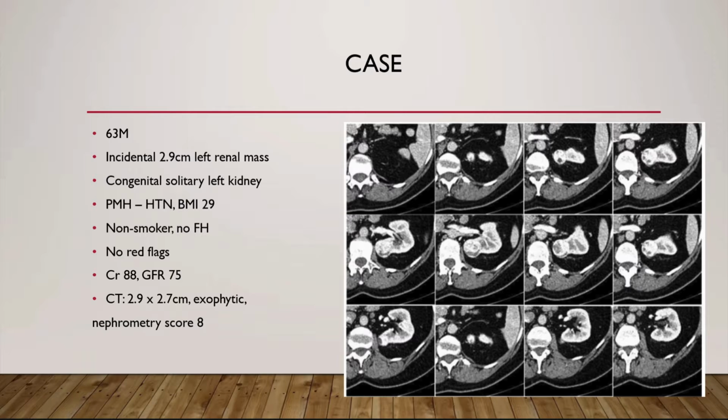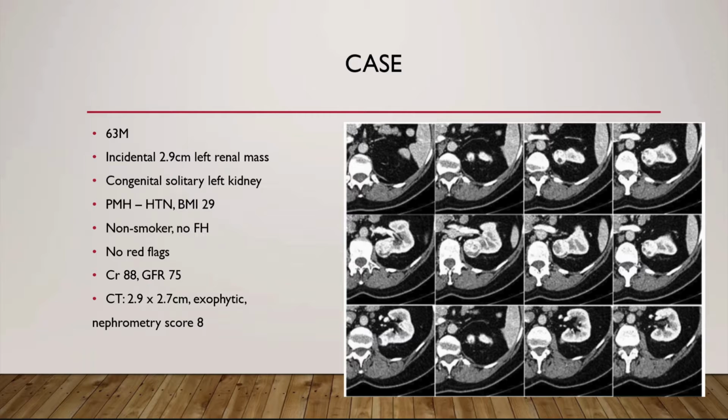He's had a full blood count and comprehensive metabolic workup, which was all normal. His urinalysis was normal, unremarkable, and his creatinine was 88 and his GFR was 75. And you can see his CT scan here. So he's had a contrast enhanced CT scan. It includes images with and without the contrast in the arterial phase.